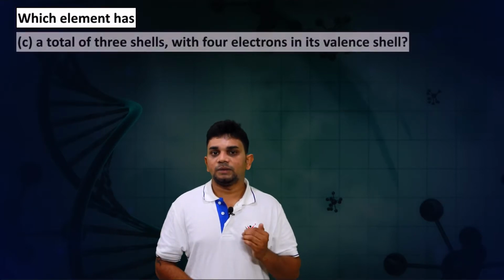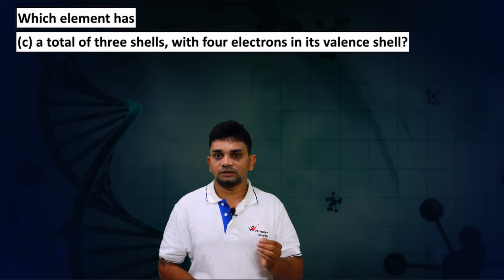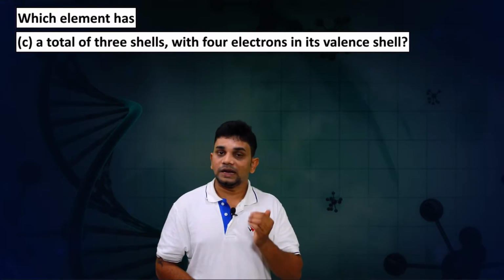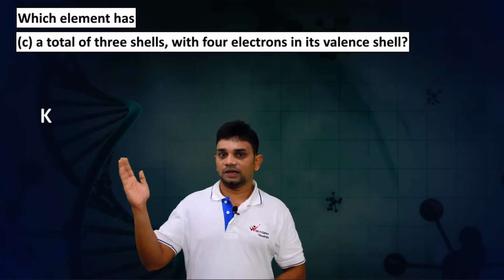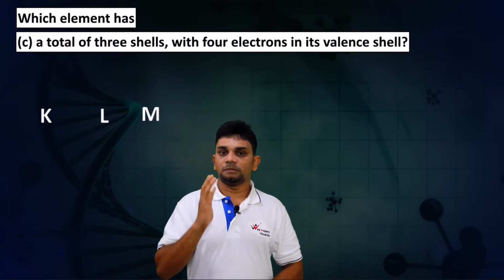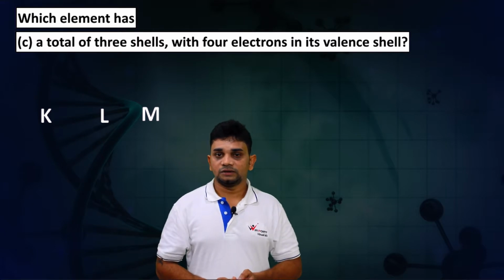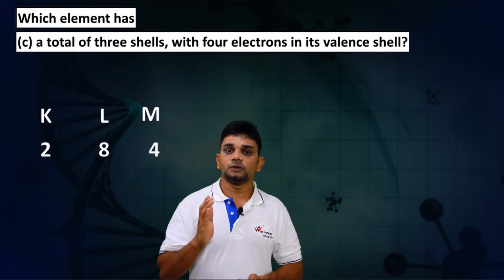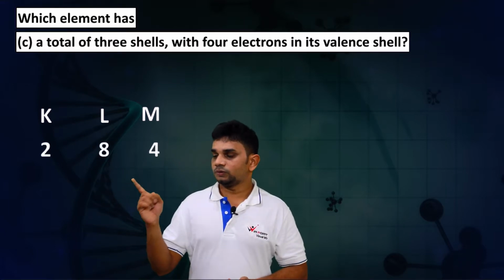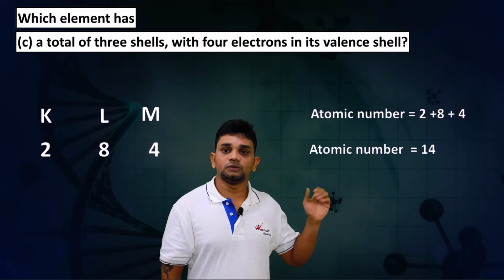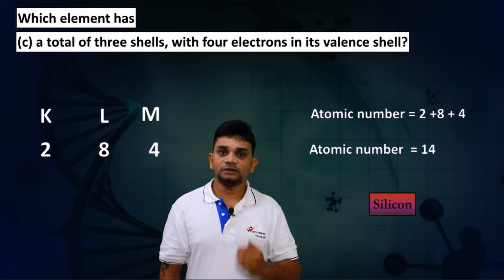Next one. Which element has a total of 3 shells with 4 electrons in its valence shell? There are 3 shells, so K, L, M. The outermost shell has 4 electrons, right? So we can write 2, 8, 4. Can you identify the element? 2 plus 8 plus 4 equal to 14. Silicon. The element is silicon.